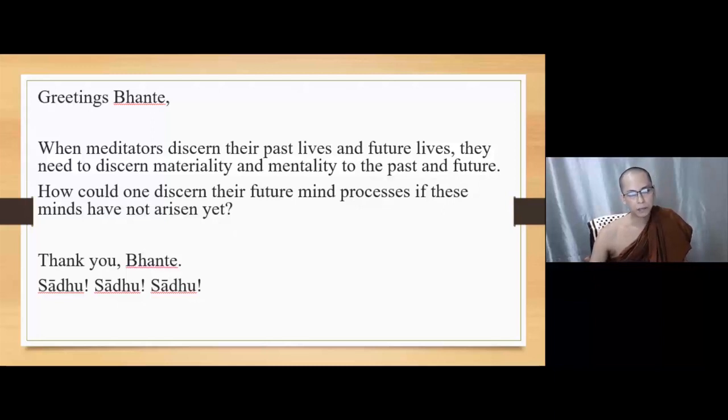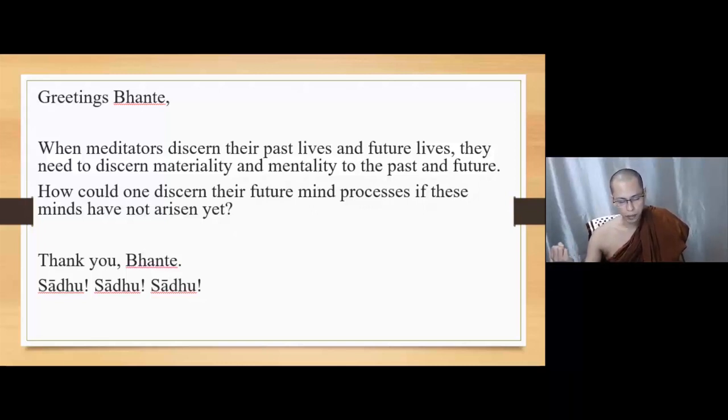Discerning the past and future does not mean discerning all past and all future life moments. So let's start with the past life. If the meditator discerns the past life, they need to discern the materiality and mentality, that is right. So for the past life, it's okay. And for the future life, we cannot say exactly where it will arise.